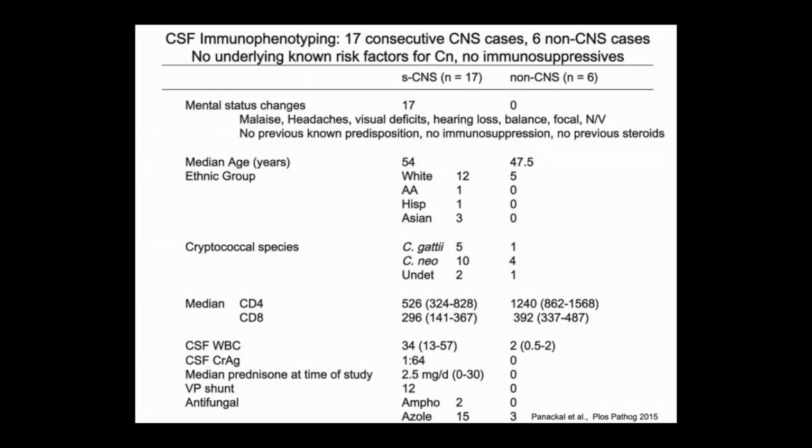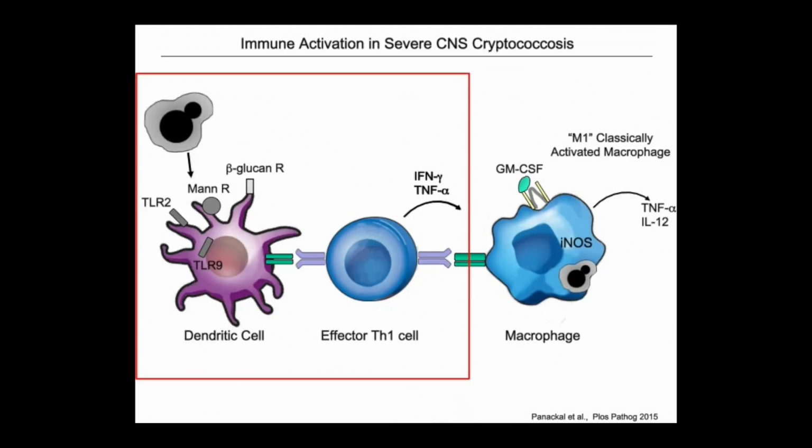CD4 count in this group was fairly normal. Okay, so this is not a group of idiopathic CD4 lymphopenia. And the white cell count was the usual 30 or so, and the cryptococcal antigen was lowish as usual. In HIV, you have much higher cryptococcal antigens. And most of these patients were not on prednisone at the time when we were studying these patients. So this is a sort of simplified scheme here.